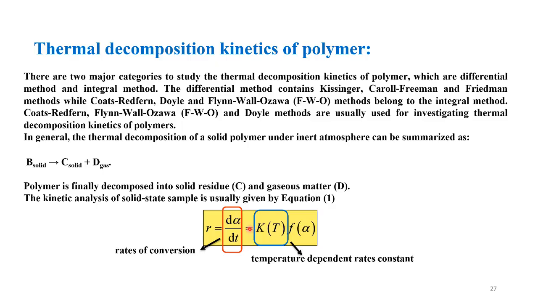So in general, the thermal decomposition of a solid polymer under inert atmosphere can be summarized as follows. Suppose we have B solid, which gives C solid plus D gas. So the polymer is finally decomposed into solid residue, that is C, and the gaseous matter, that is D. B is the polymer, which is our sample. The kinetic analysis of the solid state sample is usually given by this equation: R equals d alpha by dt, that is the rate of conversion, which equals k(T) f(alpha). So k(T) is the temperature dependent rate constant.